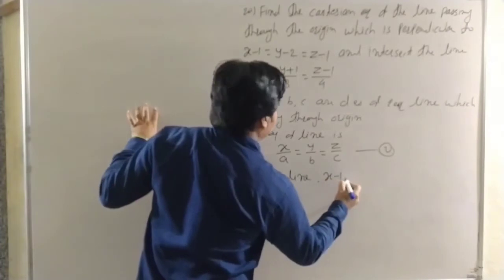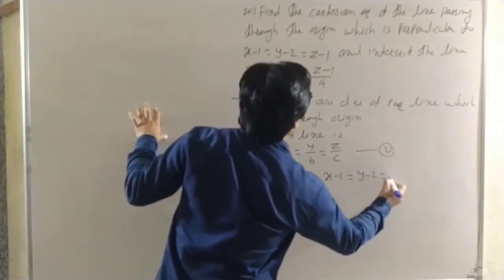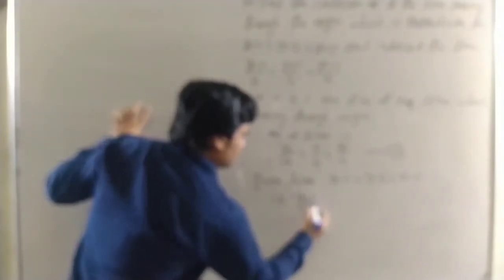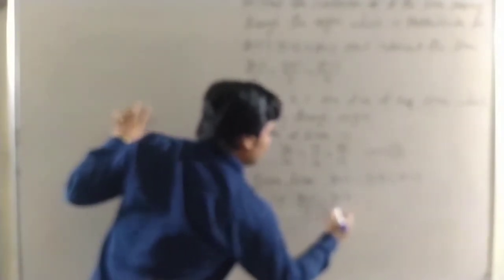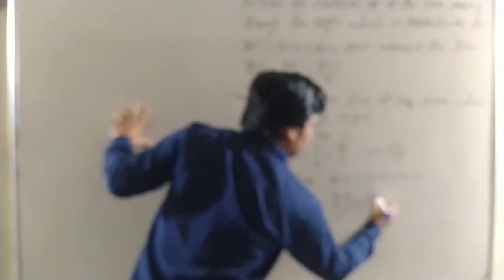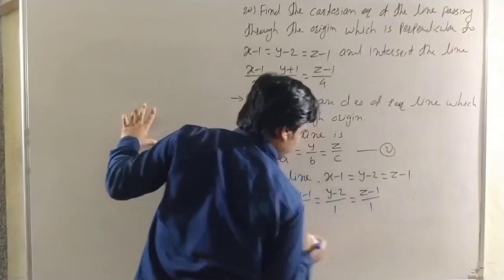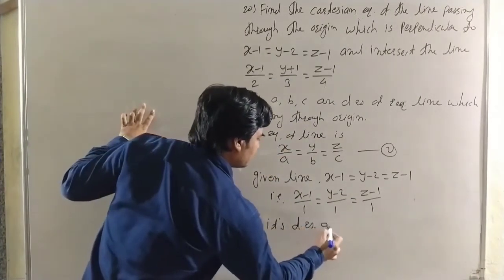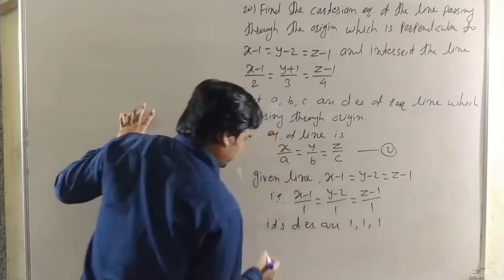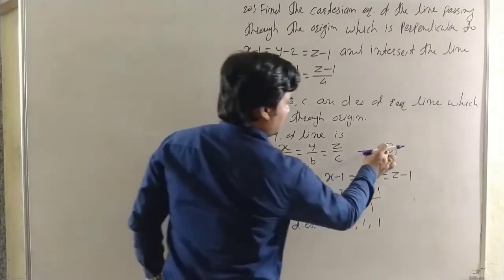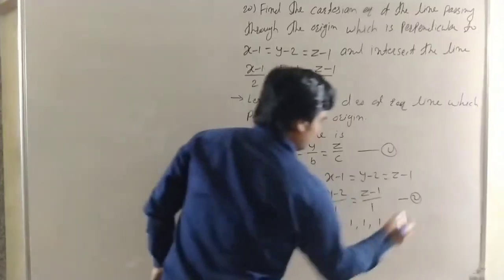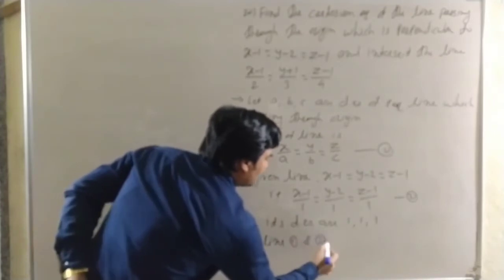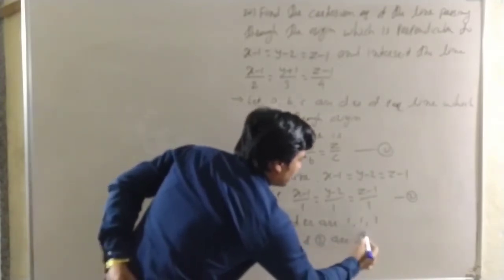The given line is x minus 1 upon 1 is equal to y minus 2 upon 1 is equal to z minus 1 upon 1. Its direction ratios are 1, 1 and 1. Here it is equation number 1 and it is equation number 2. Lines 1 and 2 are perpendicular, it is given.